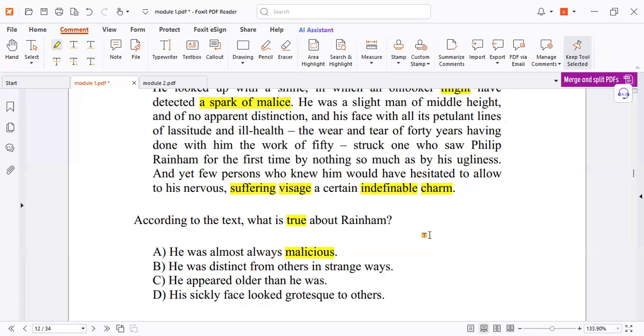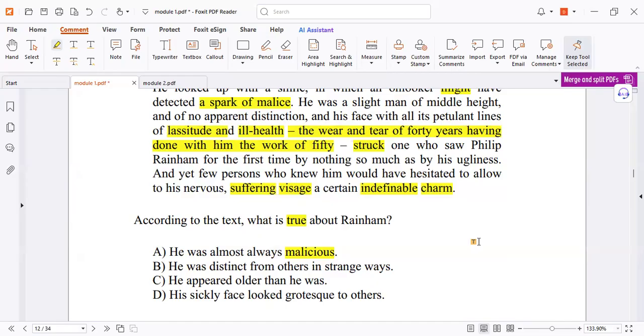Look, he was a slight man of middle height and of no apparent distinction. His face was full of petulant lines, lassitude, and ill health. Look at the part between two dashes, which emphasizes the wear and tear of 40 years having done the work of 50. His age is 40, but his face looks 50. This is lassitude, and this struck one who saw Philip Rainham for the first time.